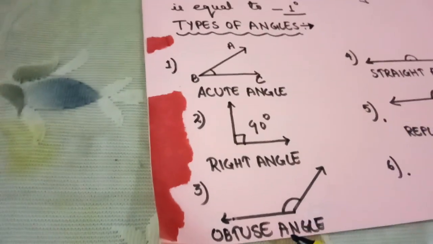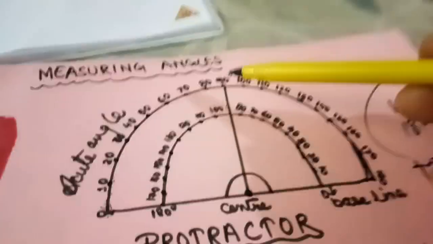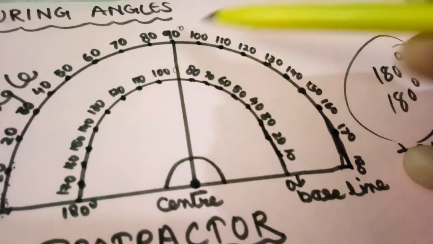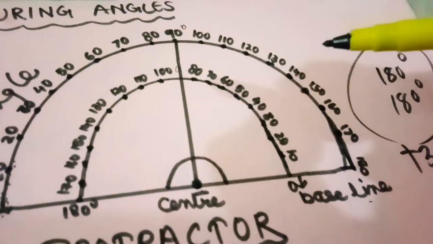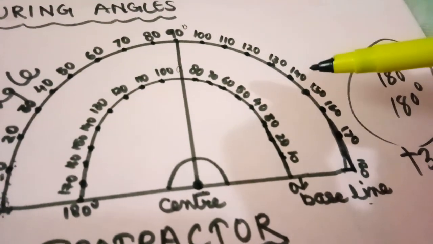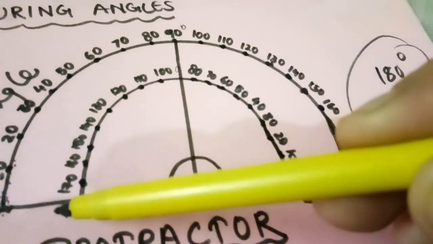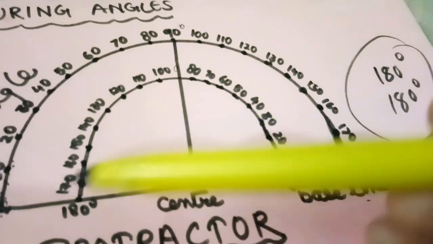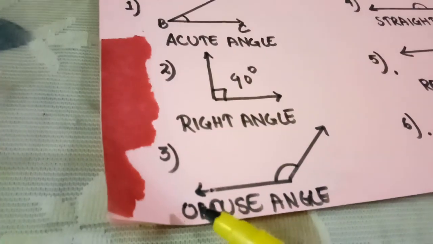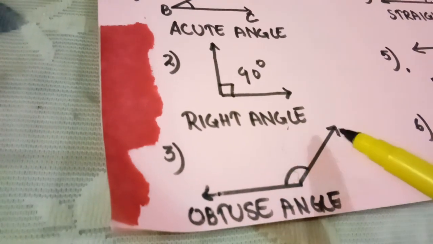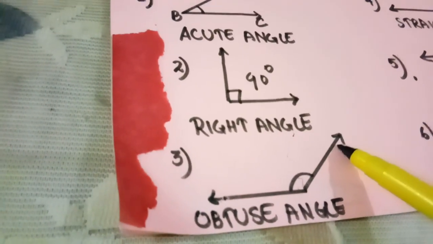Obtuse angles are the angles which lie between 90 degree and 180 degree. In the outer circle you can see 90 degree is here and 180 degree is here. An angle which is more than 90 degree and less than 180 degree is an obtuse angle. Or in the inner scale you can draw 90 degree here and 180 degree here. The shape of the angle will be like this, and here the shape of the angle will be like this. So here I have drawn one obtuse angle which is more than 90 degree. 90 degree will be here, right, and it is more than 90 degree, so it is an obtuse angle.